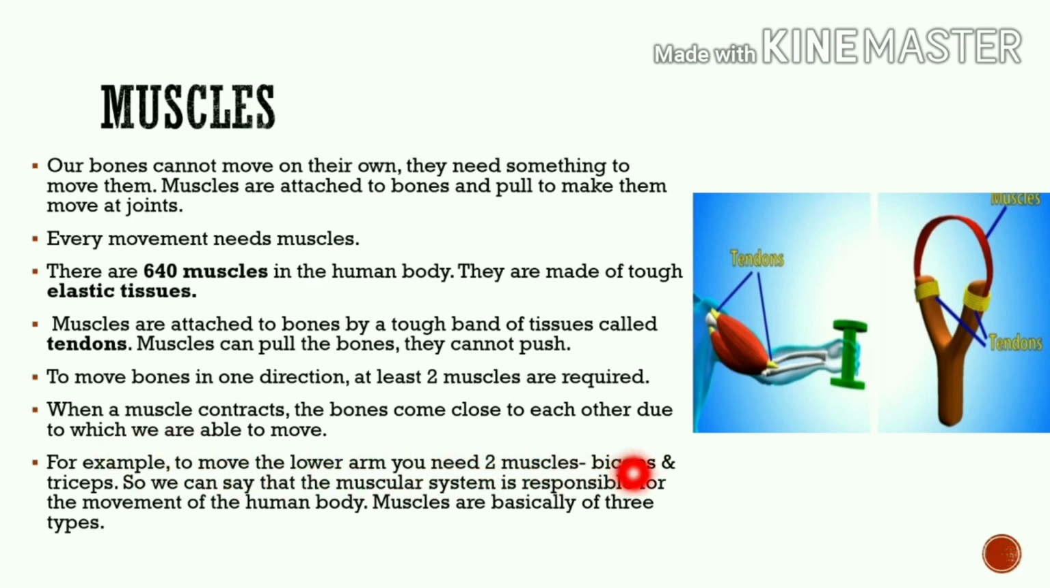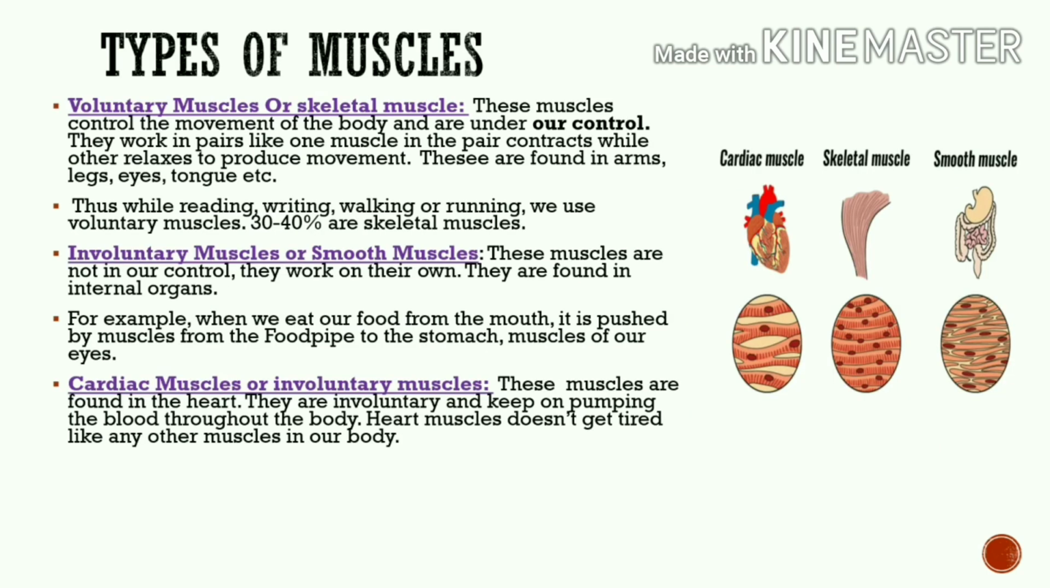Muscles are basically of three types. Now we will learn about the types of muscles. There are three types: voluntary muscles or skeletal muscles, involuntary muscles or smooth muscles, and the third one is cardiac muscles, which are also involuntary. What is the meaning of voluntary? It means it is under our control. Involuntary means that it is not under our control. We cannot control them in any situation.